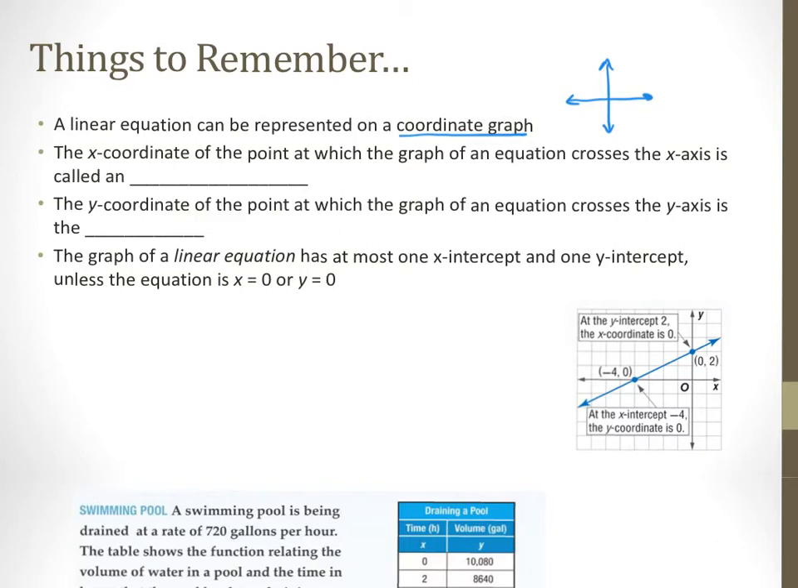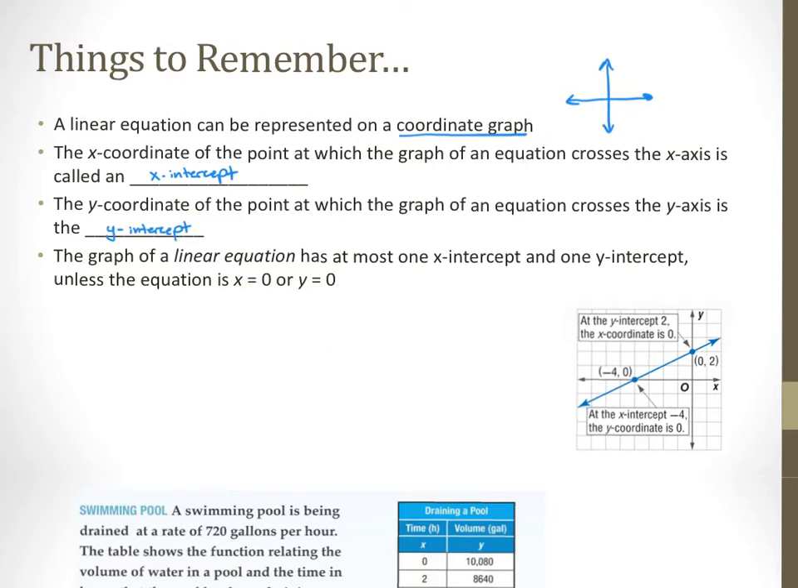Now, the x-coordinate of the point where the graph of the equation crosses the x-axis is called the x-intercept. So wherever the graph crosses the x-axis, that's the x-intercept. Same thing with the y's. The y-coordinate of the point where the graph of the equation crosses the y-axis is the y-intercept.